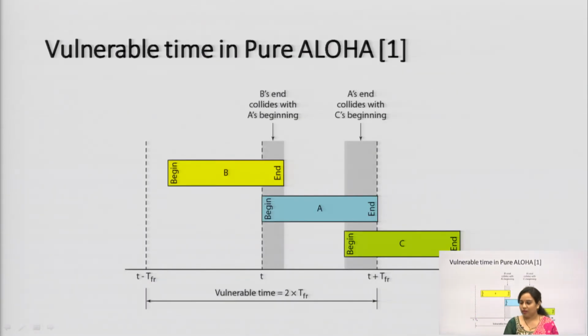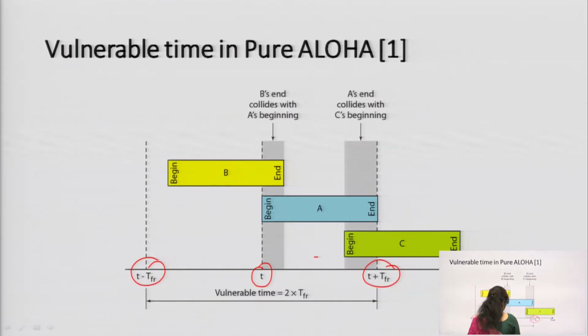Now, next is the vulnerable time in pure ALOHA. What does it mean? You can see that this is T minus TFR, where TFR is the frame time required to transmit the data, and this is T plus TFR, and at this point of time the data will be transmitted.